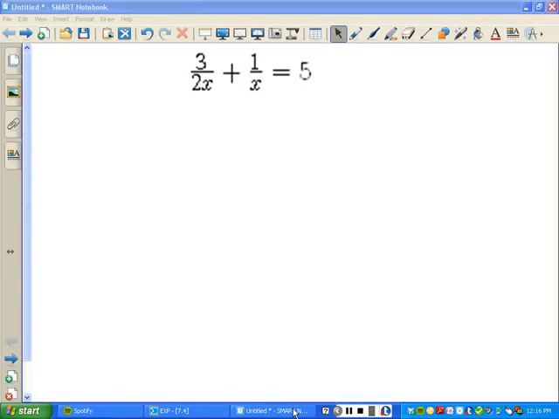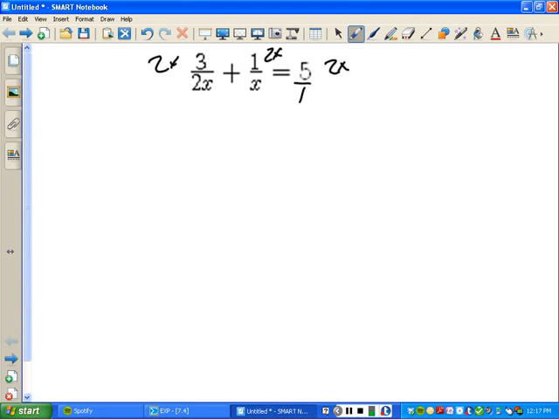Alright, so for the first one, you're going to find the common denominator. That common denominator is 2x. You're going to multiply each piece by 2x. Keep in mind that this is 5 over 1, so you've got to multiply it by 2x as well.